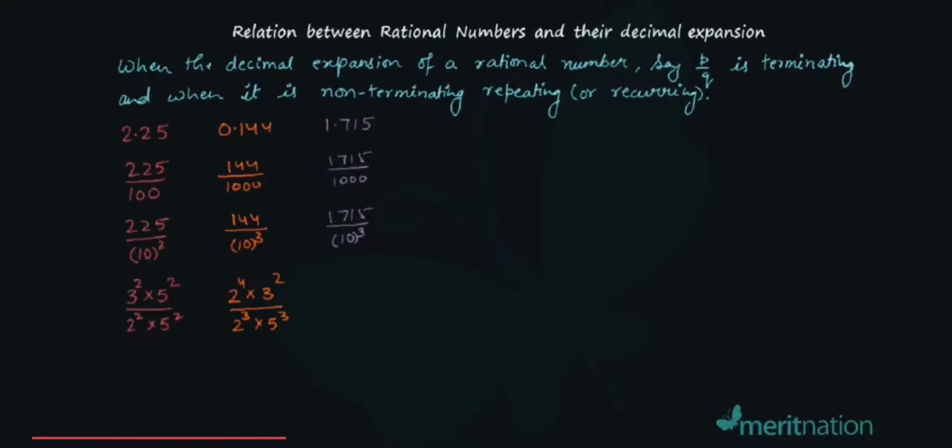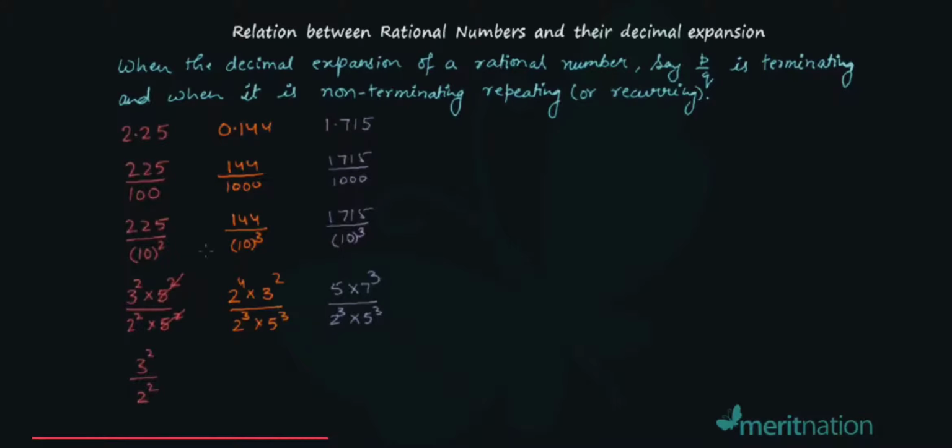Similarly, for the last number, 1715, the prime factorization of that is 5 times 7 cubed. 10 cubed can again be written as 2 cubed times 5 cubed. Now over here, you can cancel out the common factors. So 5 squared is the common part between the numerator and the denominator, so it'll get cancelled out. You'll get 3 squared divided by 2 squared.